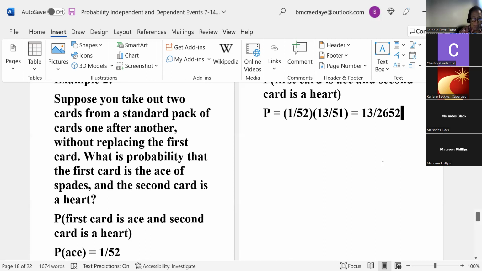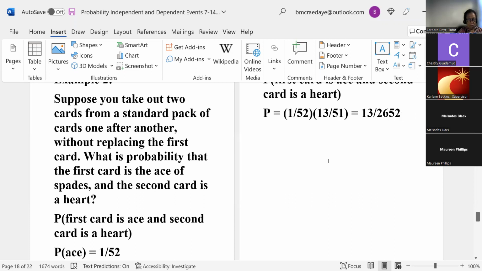Mercedes, you have a question? Yeah, I don't get it, miss. What part don't you get? Why do you get 2652 by multiplying 52 by 51? The denominator is 52 times 51. It's 1 over 52 times 13 over 51. Multiplication of fractions: multiply numerators, multiply denominators. 13 times 1 is the numerator, 13. 52 times 51 are the denominators. That's 2652. Why do you have to do it like that? That's what I don't understand.